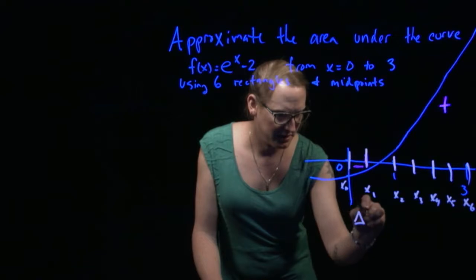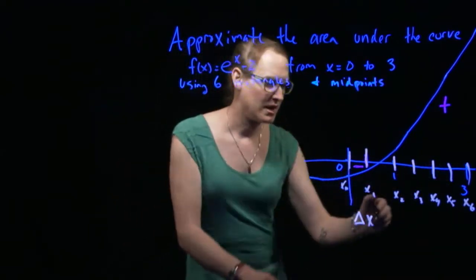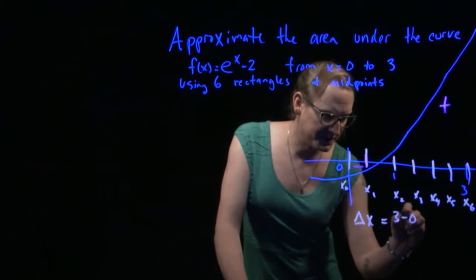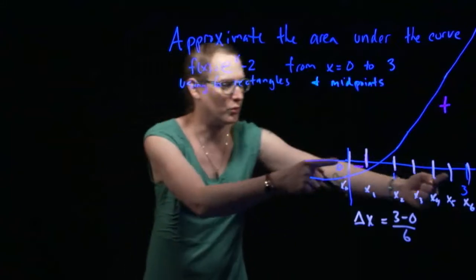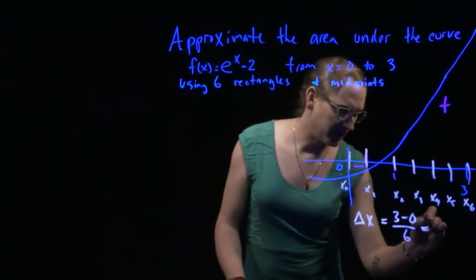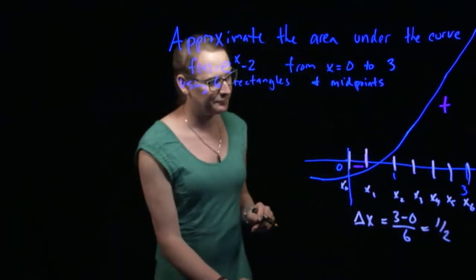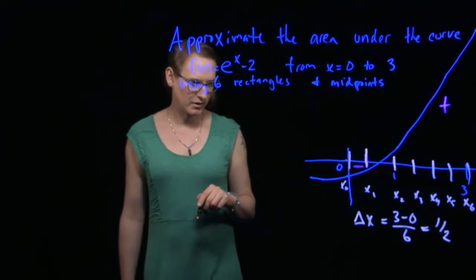Delta x, that's the width of a rectangle. The distance between any consecutive points here is equal to 3 minus 0 over 6. That's the width of the interval, 3 minus 0. That's the total width of this right here. And then I'm breaking it into 6 pieces, which is a half. So the width of every single one of my rectangles that I'm going to draw is a half.